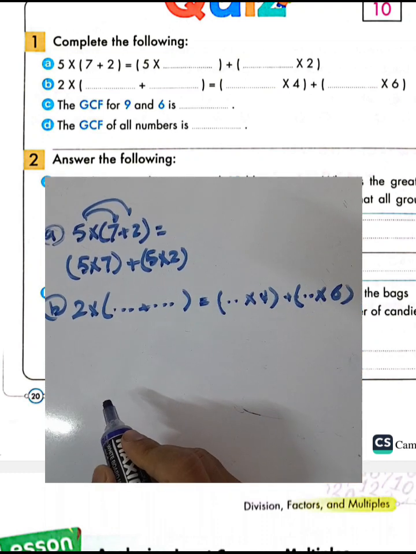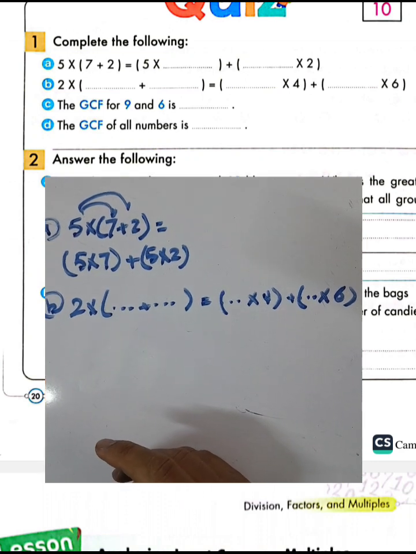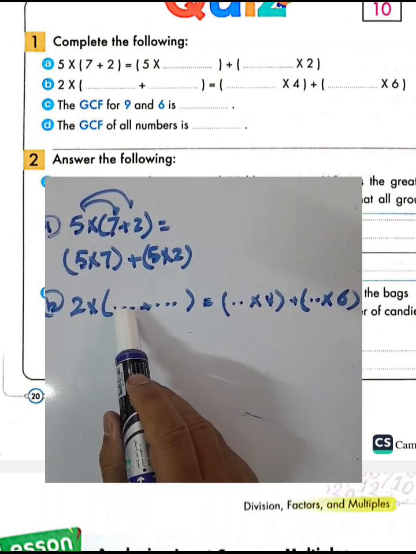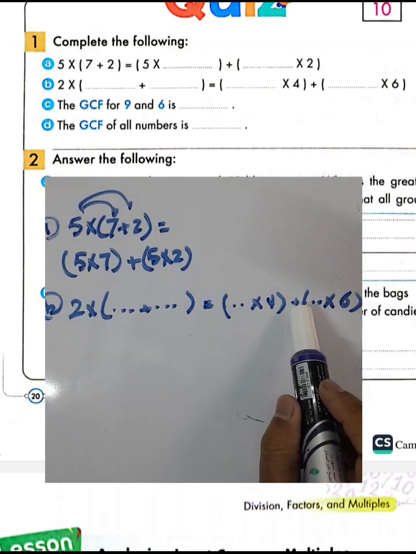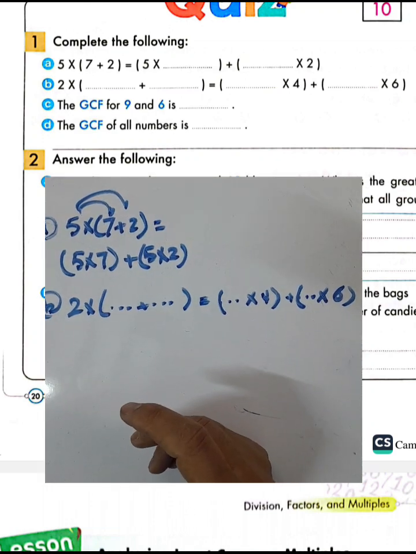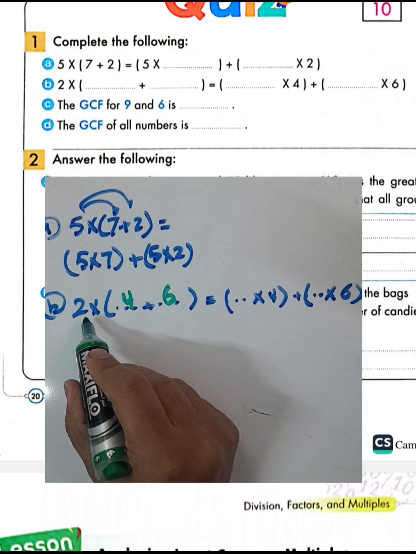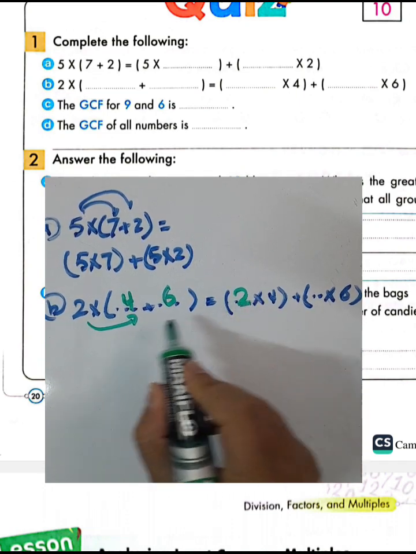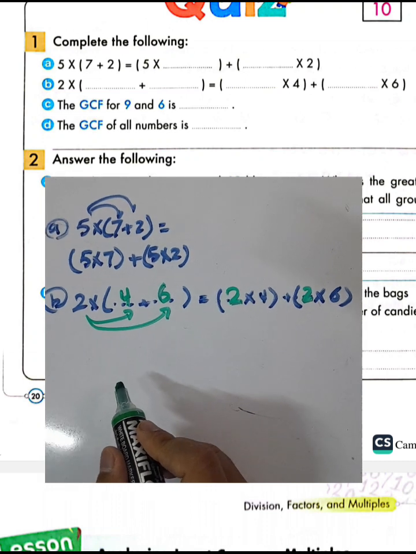Look at this example with me here. We have 2 times what, plus what? Equal space times 4 plus, we have plus here between 4 and 6. So you must write here 4 and 6. It's the first step. Okay, write 4 and 6, and 2 times 4 here, and then 2 times 6. We used here distributive properties.